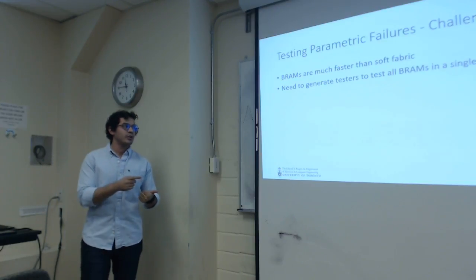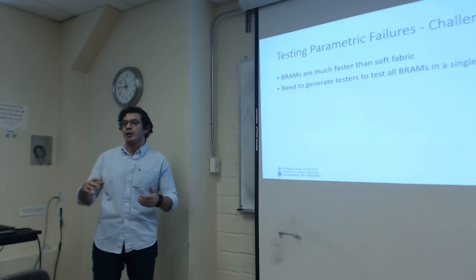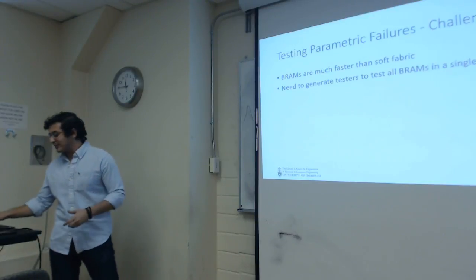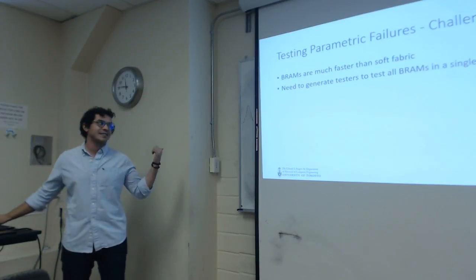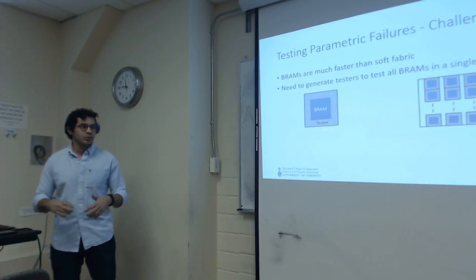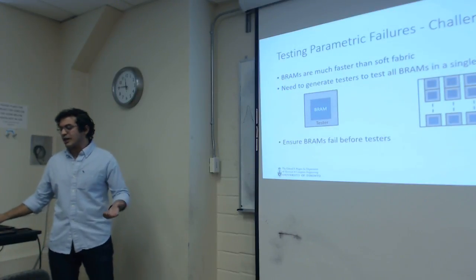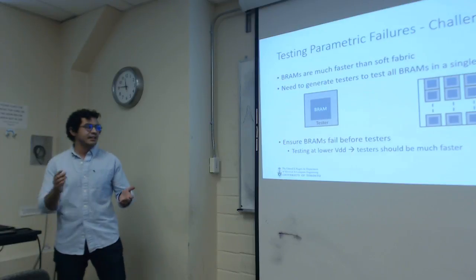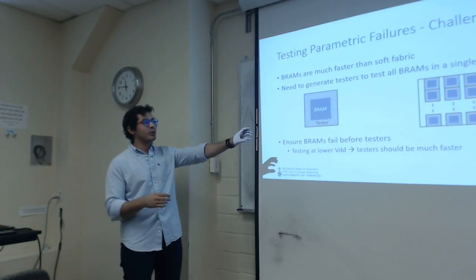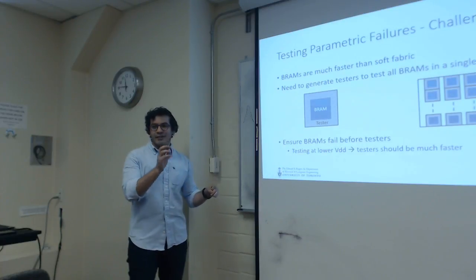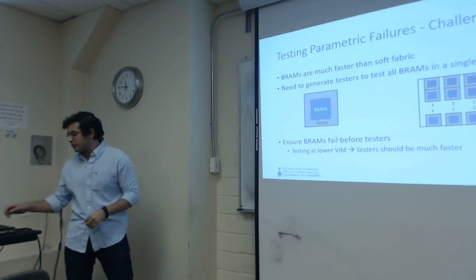And on top of that, we also want to test all the BRAMs at the same time. So we want to have almost a fully populated FPGA, and at the same time we want it to be running faster than the DRAM itself, which adds even more challenge, right? And because we're testing at different supply voltages, not only the nominal voltage, we need to make sure that our tester is able to run faster than the VRAM at these different supply voltages.